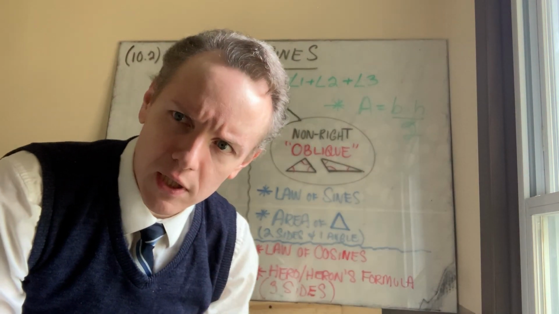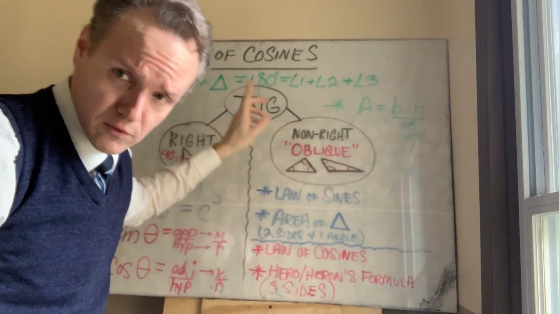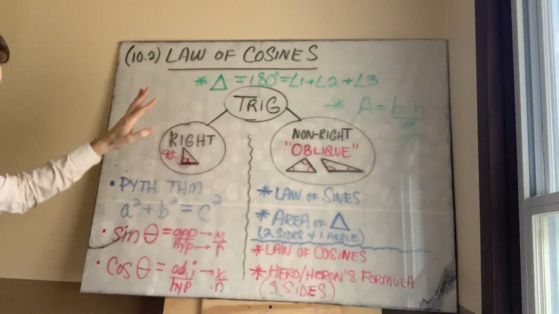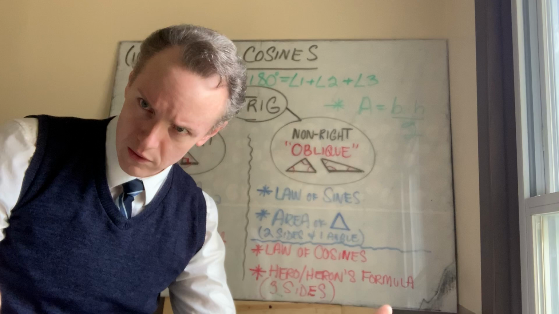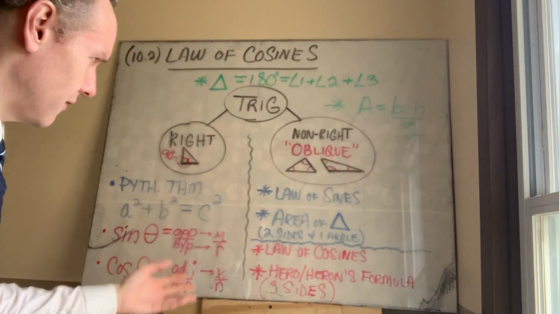Hello again, folks. Today we're going to be doing the last section for the semester, which is section 10.2, the law of cosines. Another slew of formulas, basically. All right, now, I redrew the sort of diagram that I have to summarize.